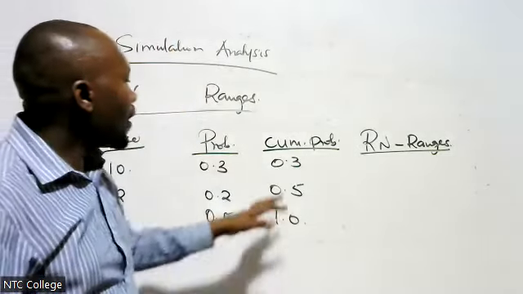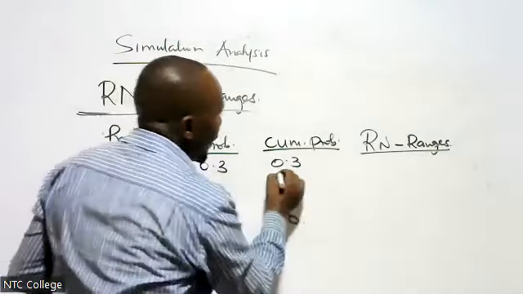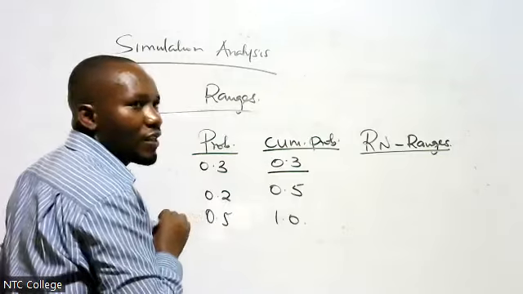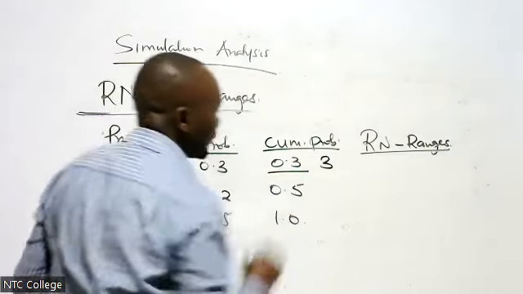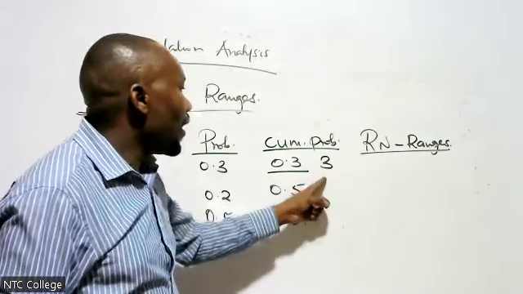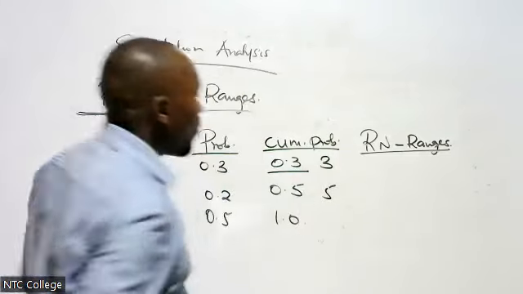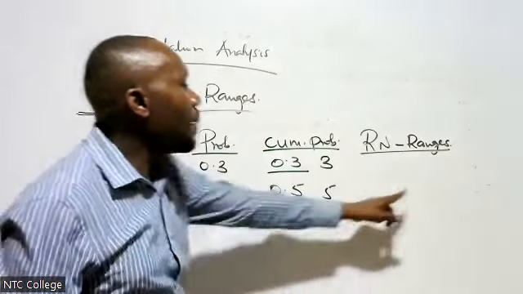The lower limit of this one. If it is 3, we have assumed that there is no decimal, so we assume that this one is 3. 1 minus this figure will be the upper limit. If this one is 5, 1 minus this figure will be the upper limit.